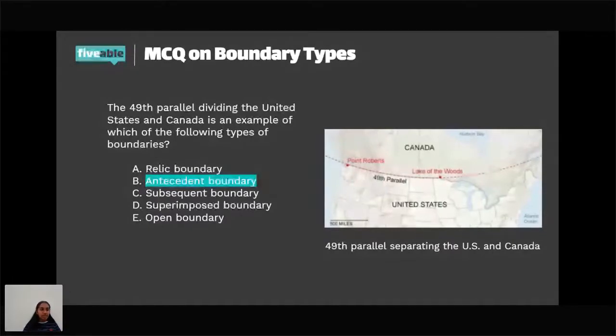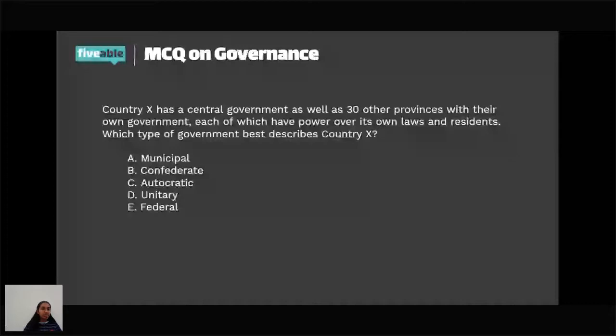Okay, now governance. Country X has a central government as well as 30 other provinces with their own government, each of which have power over their own laws and residents. Which type of government best describes Country X? A, municipal, B, confederate, C, autocratic, D, unitary, and E, federal. Oh, wow, there's a lot of E's. Okay, good job. It is federal.